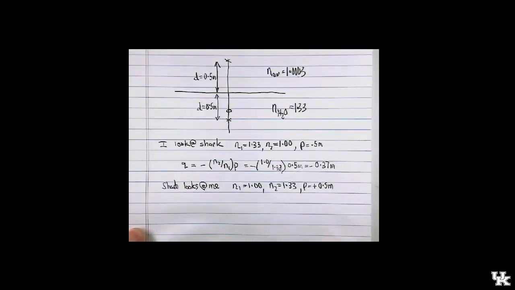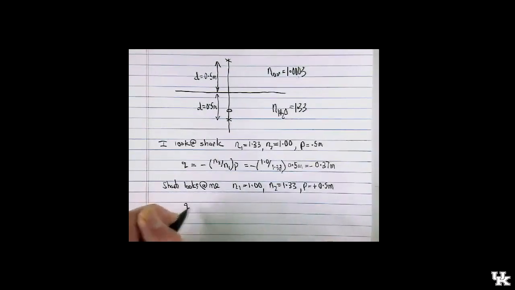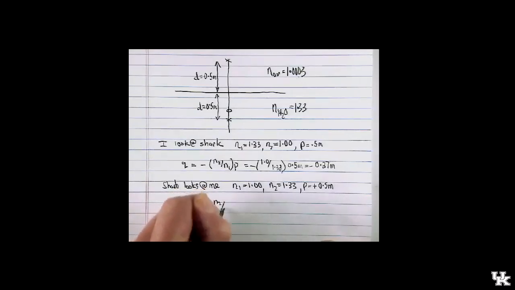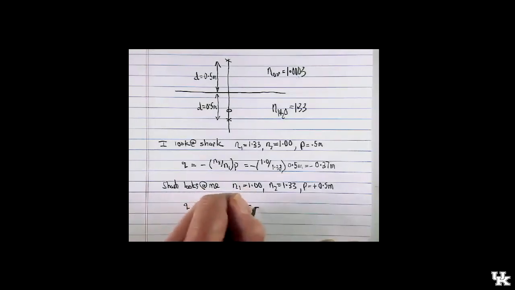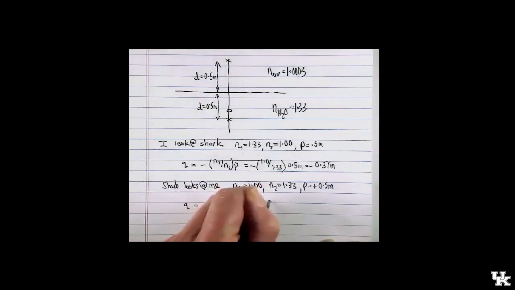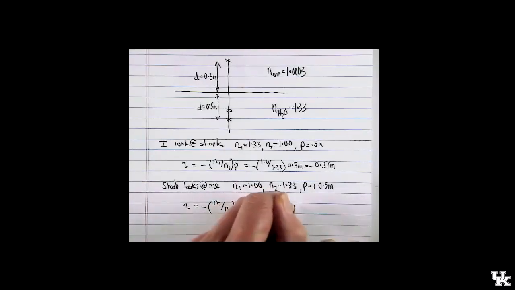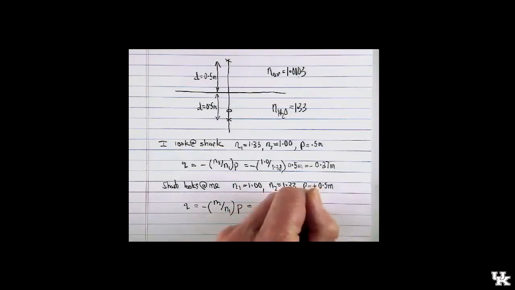And now I can just go ahead and calculate the image distance. This is now the shark's image of me by this same equation. Remember, it's a minus sign. It's the ratio of the two refractive indices times the object position. All of these numbers I know. I've just written them down. I've just got to divide N2, 1.33, by 1 and multiply the object position by that. And if I do that, I get a 0.67.